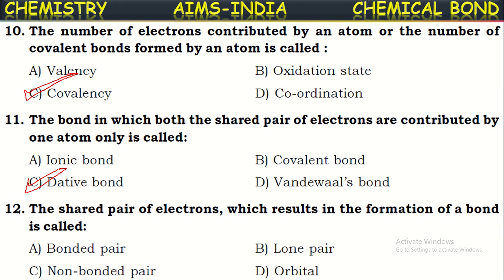Next one. The shared pair of electrons which results in the bond formation are called bonded pair. The pair of electrons which are participating in the bond formation are called bond pair of electrons. And if there are pairs of electrons in the valence shell of the central atom, and if they are not participating in the bond formation, then they are called lone pair of electrons. If the pair of electrons are shared in the covalent bond, participating in the bond formation, then they are called bonded pair of electrons.